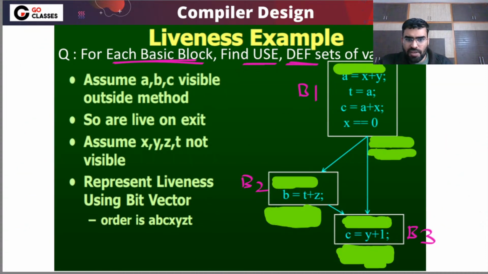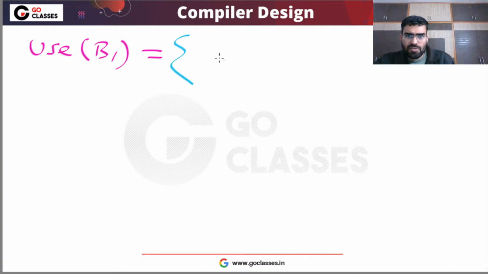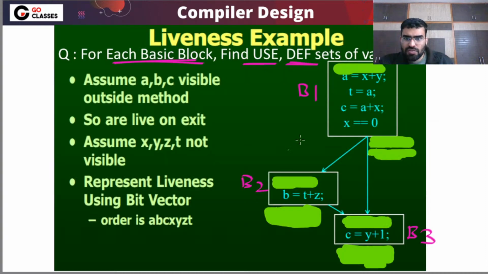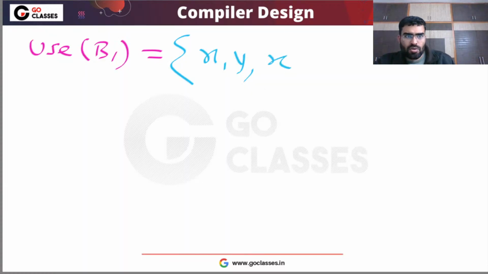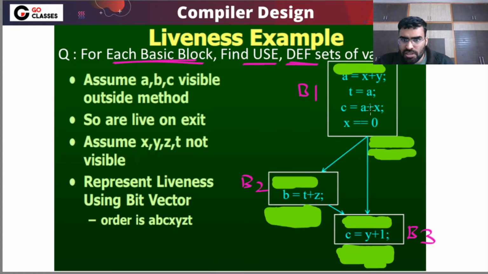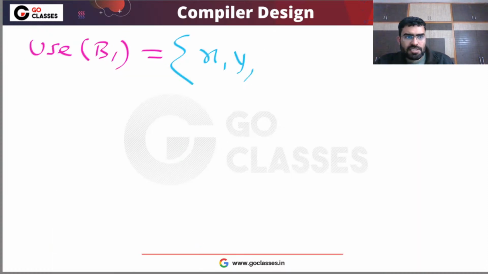So what are the used variables in B1? We are using X, we are using Y. We are not using A, we are not using T, we are not using C. We are using X, which we already know. Nothing else we are using, correct? Yes or no? So these are the variables that you are using in this basic block. For each basic block you have to find these.